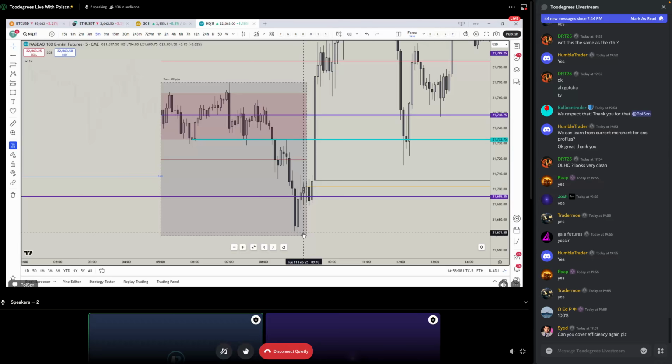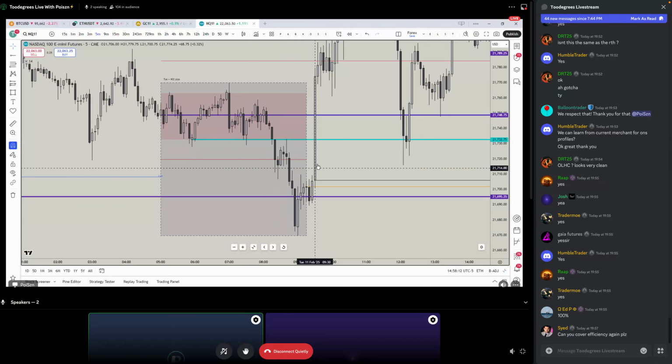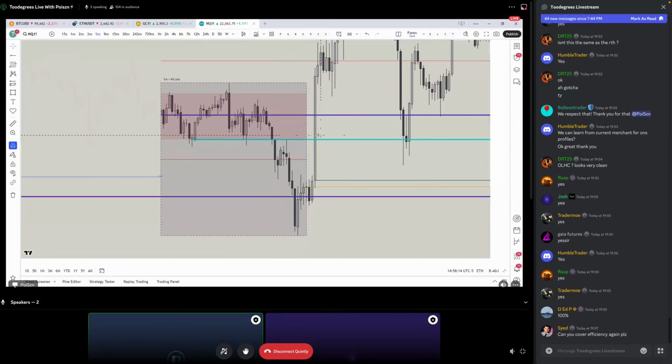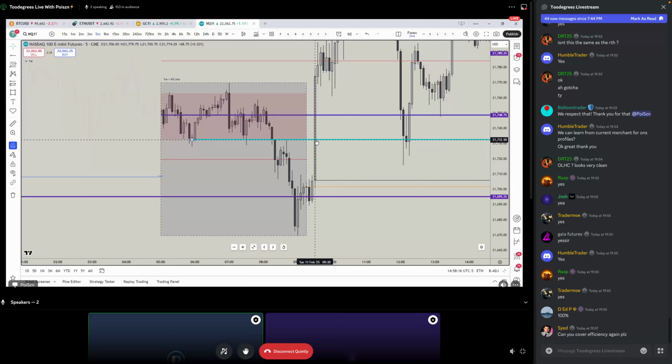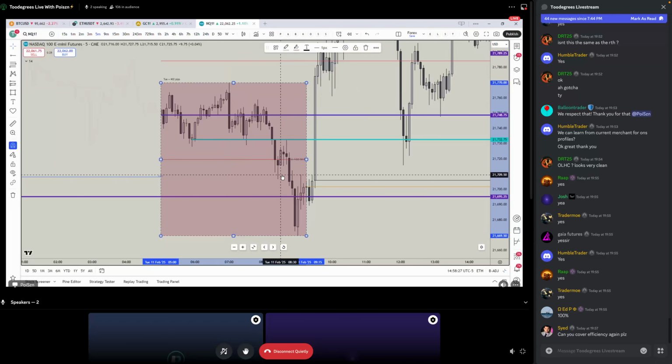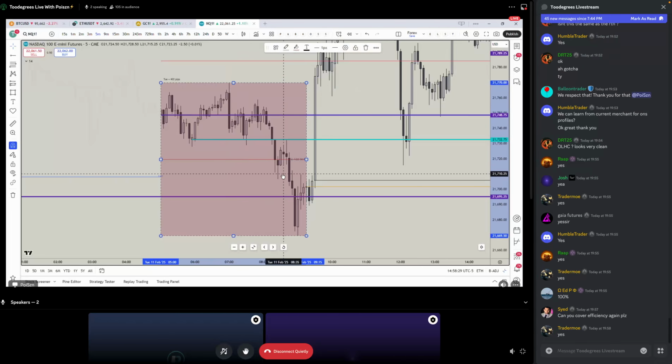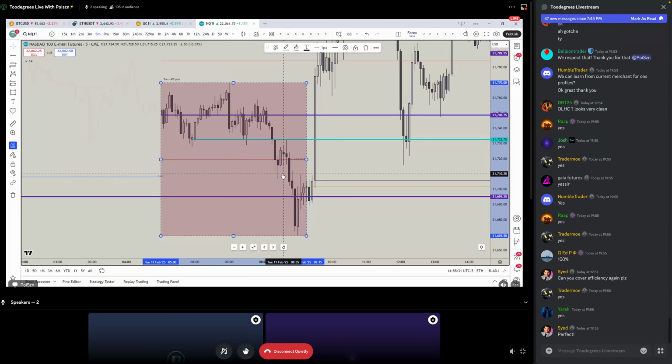Which means at some point, if we are running one-sided to the downside, we need to come back and print an up candle body at this blue level right here. Which would then mean, once that occurs, that this entire range is now efficient. You agree? Yes, no? Yes.